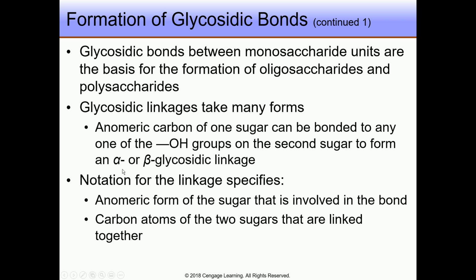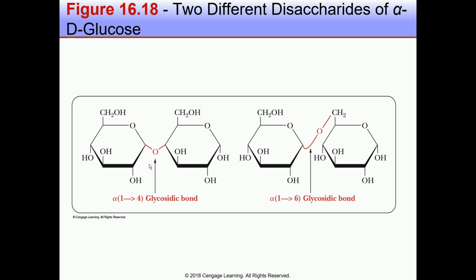If the glycosidic linkage is formed involving glucose which is alpha glucose, then the linkage is called an alpha glycosidic linkage. If it is a beta glycosidic linkage, it is because the glucose involved is the beta form of glucose. Now you can see that these are two glucose molecules, and they are alpha forms of glucose. You can see they are connected to each other by an alpha glycosidic bond.